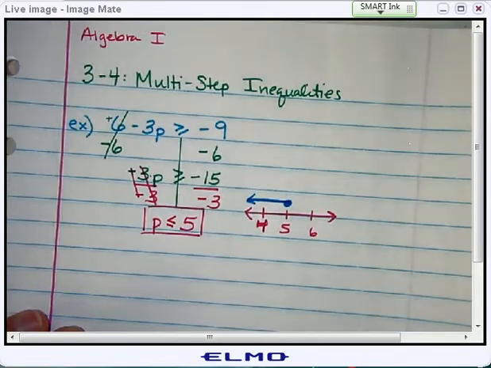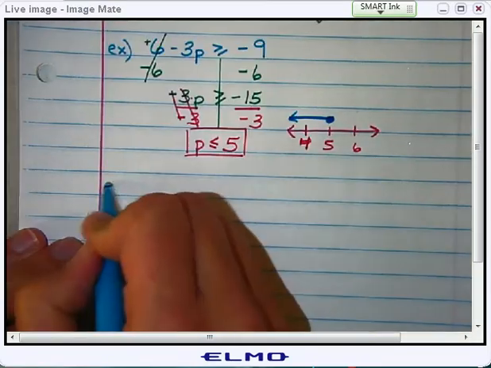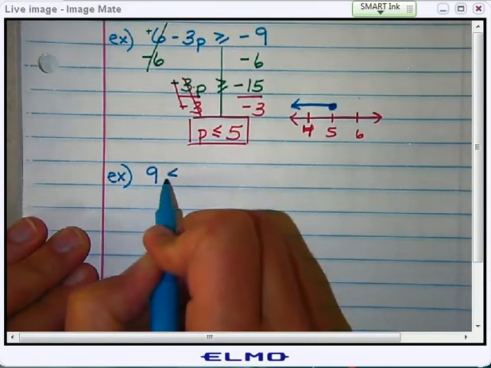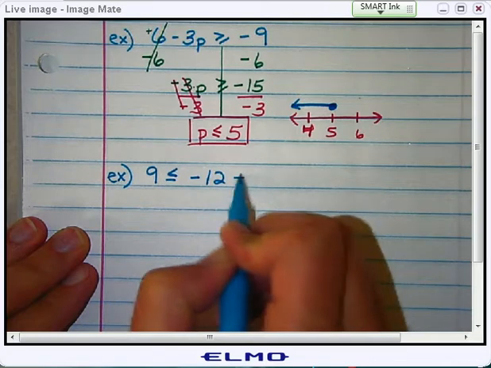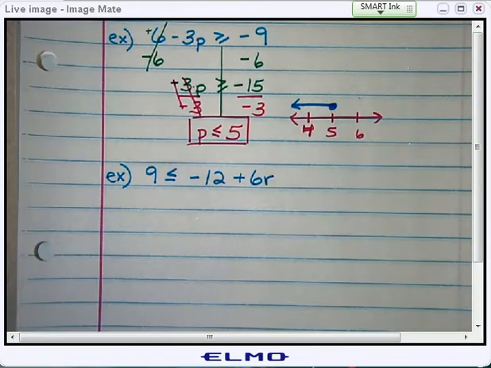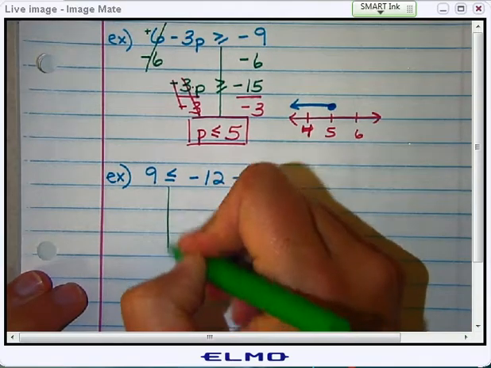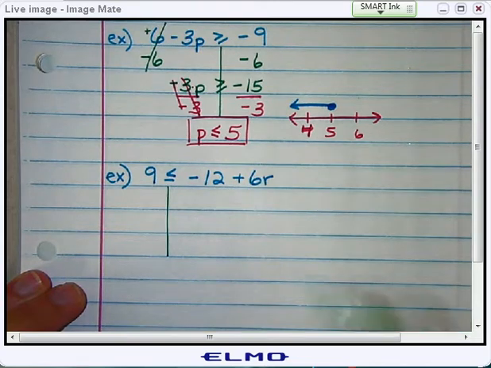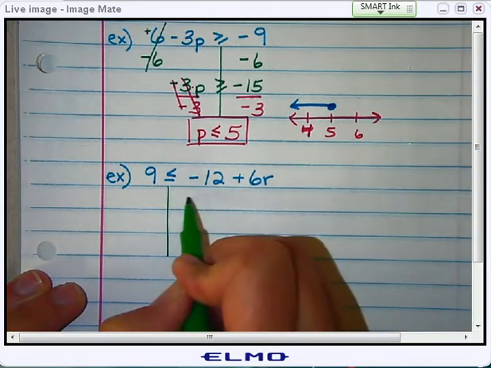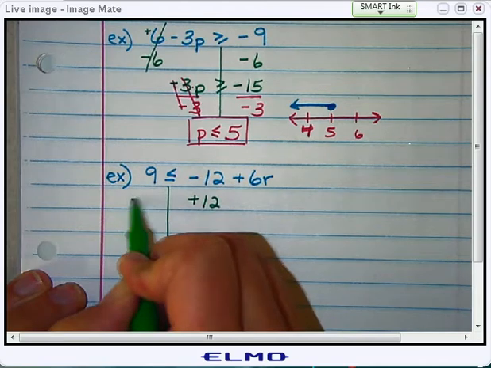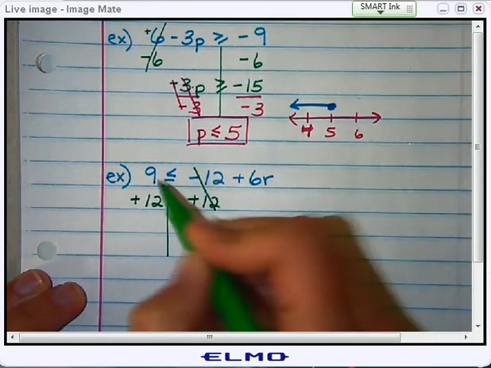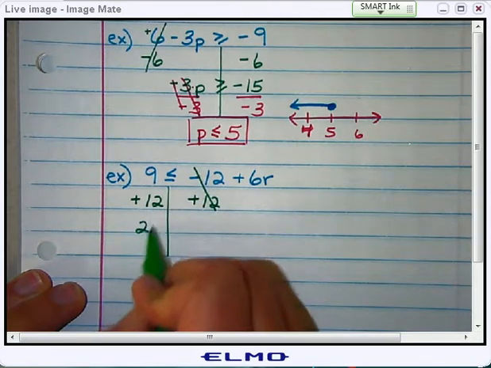All right, let's do another one. This time let's switch up where the variable is. I'm going to do 9 is less than or equal to negative 12 plus 6 times r. Again, I'm going to solve it the same way I would an equation. First, I want to get rid of that negative 12. I'll get rid of the 6 later. Negative 12, the opposite would be to add 12. You have to do that to each side. Over here, it goes away. 9 plus 12 is 21.